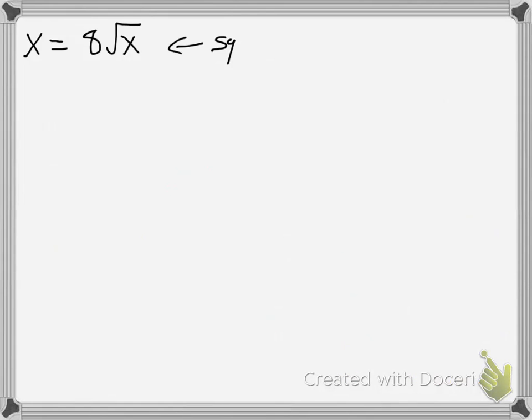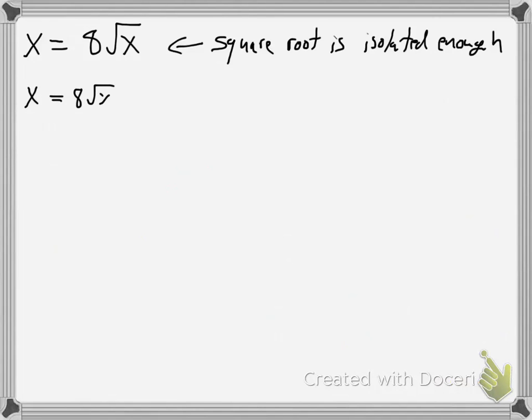We have x equals 8 square root of x. The square root is isolated enough here. The 8's there, but this is good enough. So what undoes a square root is a square, so we're going to square both sides. X squared equals 8 squared, which is 64. The square root and the square undo each other, so we have just regular old x.